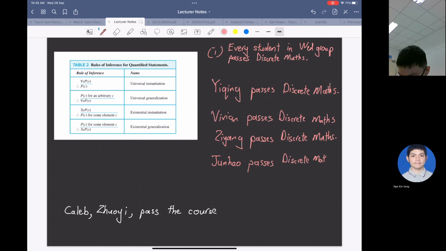Okay, so this is the universal instantiation. So I instantiate it. Every student becomes a specific student. Okay, instantiate it. This is the first one. So here I put the Wednesday group. My group contains who? Contains Yiqing, contains Vivian.